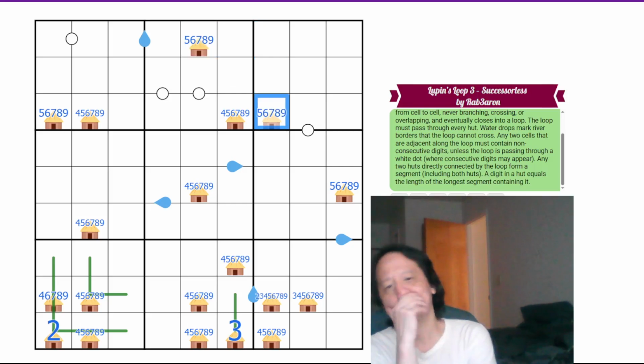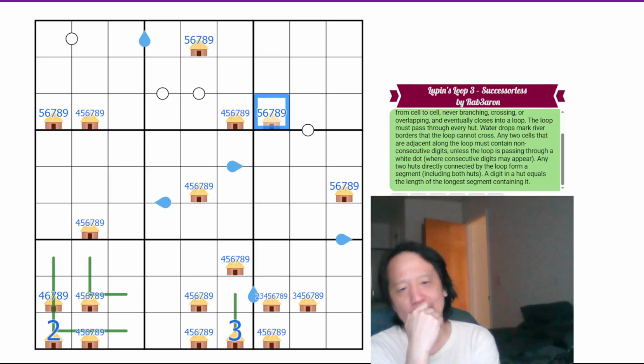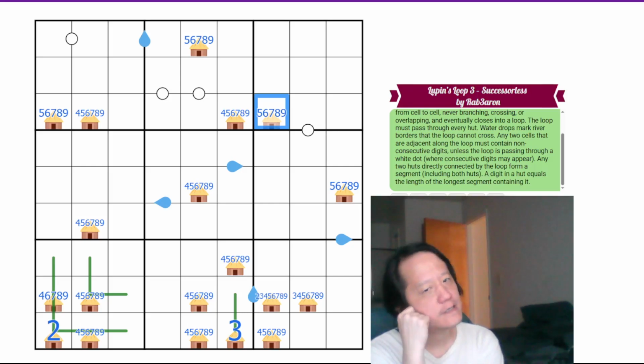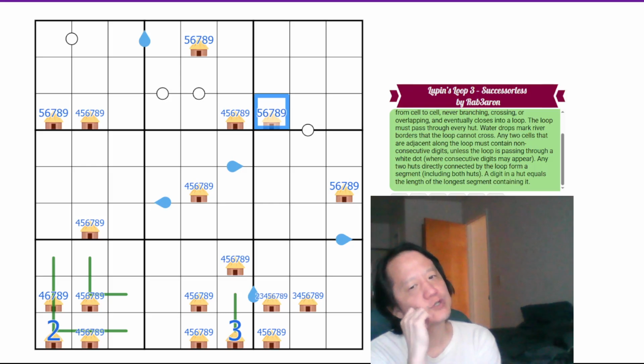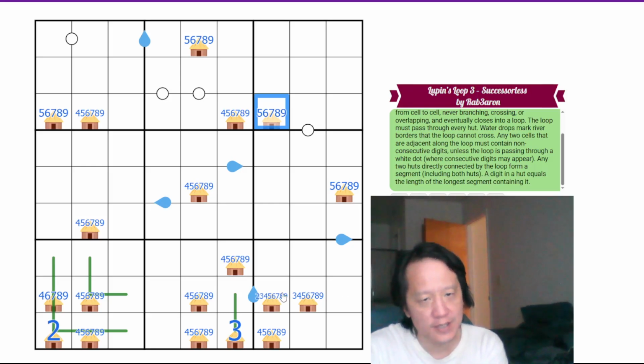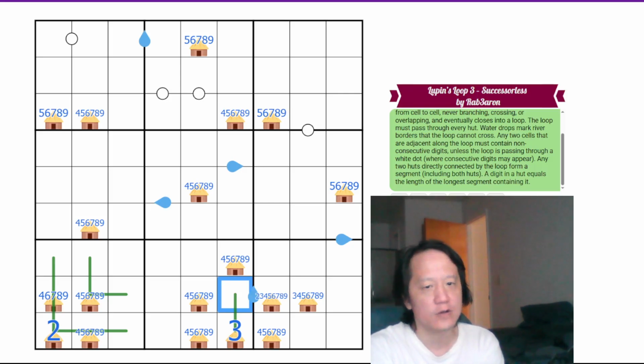Okay. So those are all the restrictions we have right now. This can't be 3, 2, or 4. So we have 1, 5, 6, 7, 8, 9 as possibilities there.